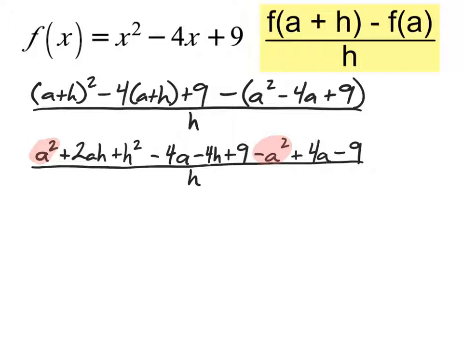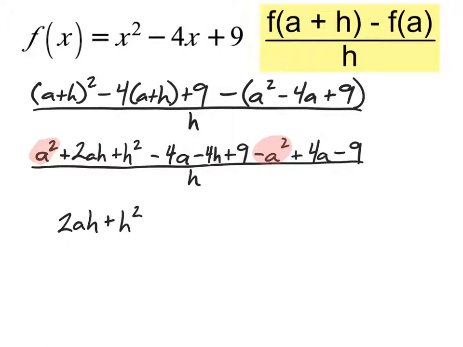Okay, next up, I have a 2ah here. Well, there are no other ah terms. So that's actually just going to stay a 2ah. So I'm going to put that part down first. So we got 2ah. Next up, h squared. And there's no other h squareds either. So I'm going to put in the plus h squared. Didn't have to change at all.